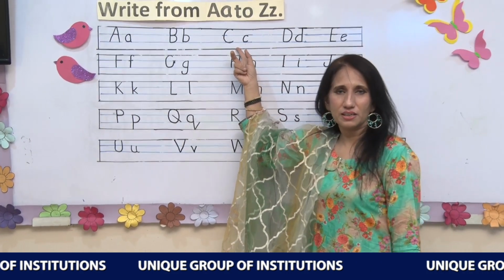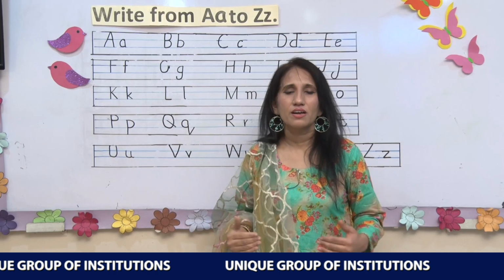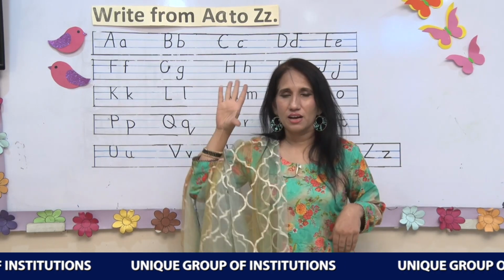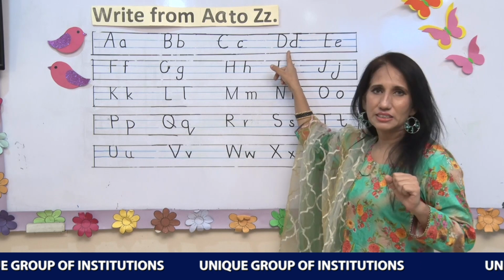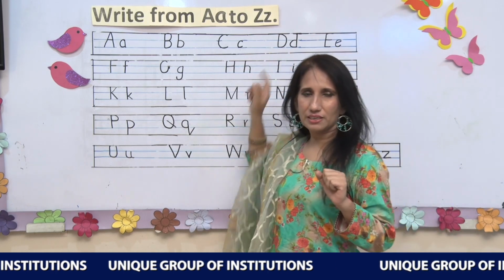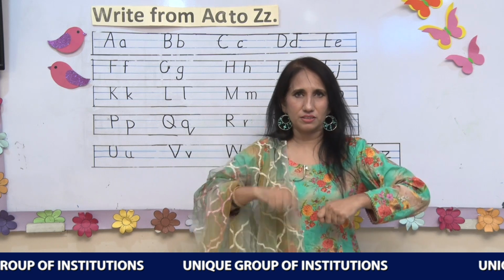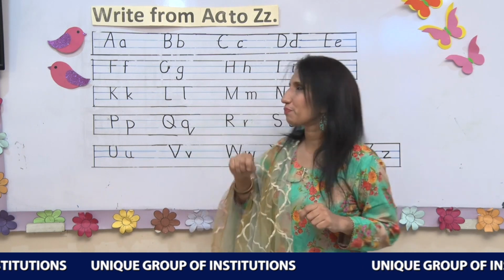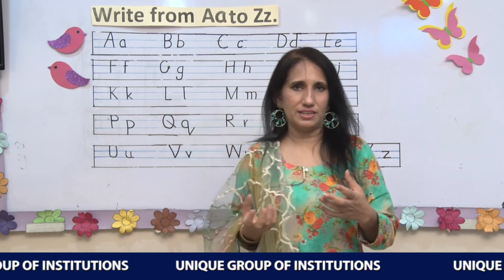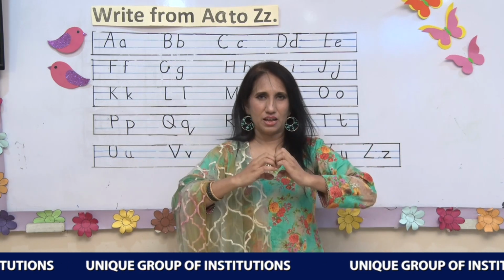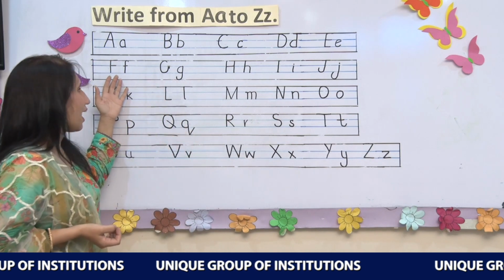Then C. The sound of letter C is K, K, K, and the action is K, K, K. Then the letter D. The sound of letter D is D, D, as I am playing with the drum. Then letter E. The letter E sound is A, as I am breaking the egg. Then comes the letter F.